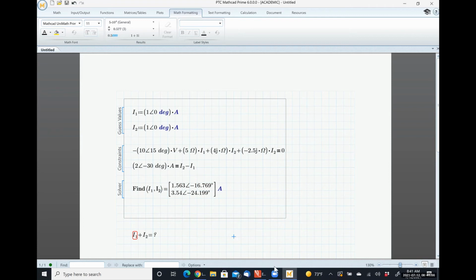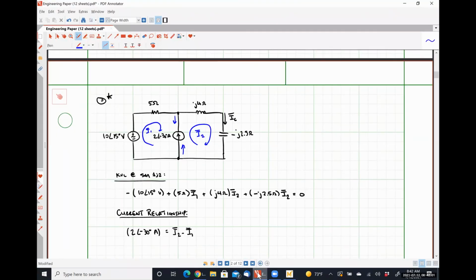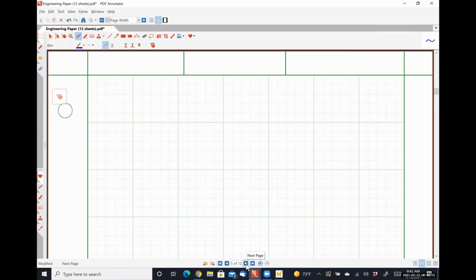All right, was that helpful? Yep. All right, so I'm going to work another problem now that's going to look extremely similar, but it's going to throw a wrench into the mix.